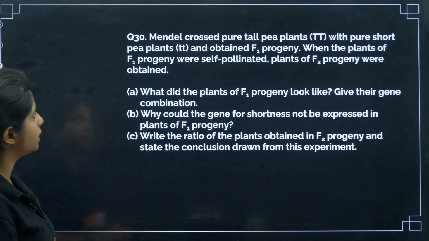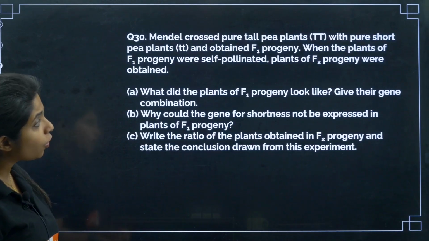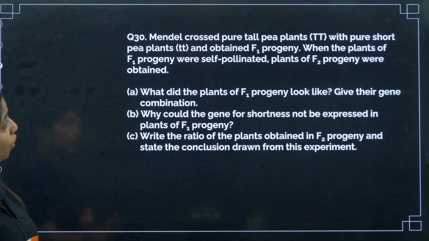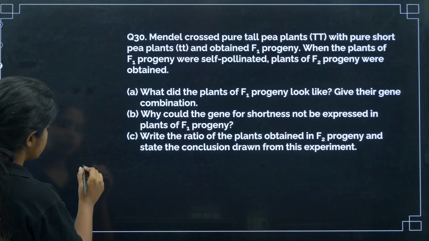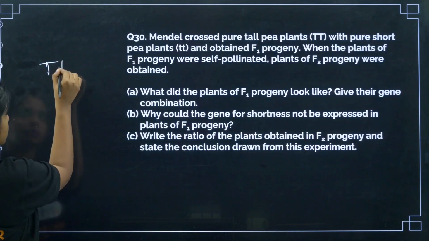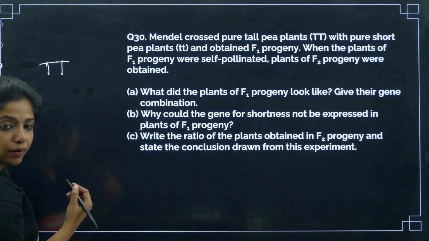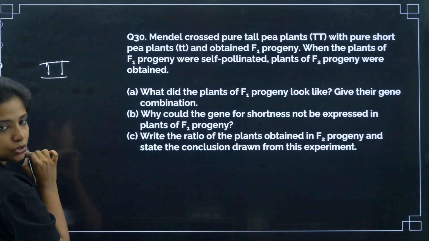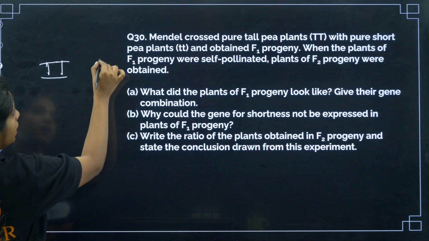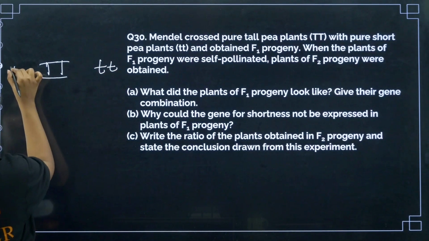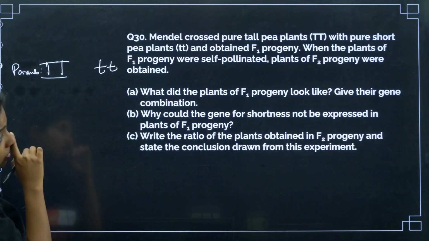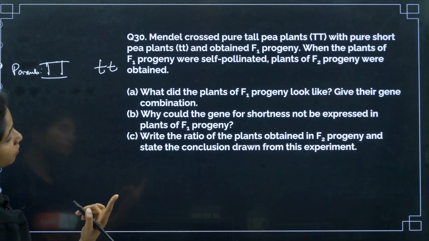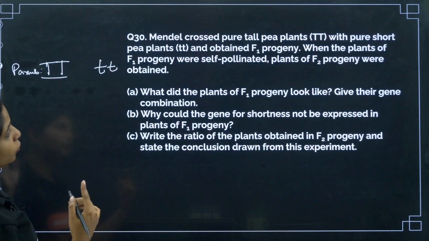Question number 30. Mendel crossed pure tall pea plants with pure short pea plants. He crossed pure tall pea plants, that is capital T capital T. Pure you call when there is a homozygous condition, when both the alleles are the same. And pure dwarf. These are the parents, so you have to write parents. Now, he got the F1 progeny. When the plants of F1 progeny were self-pollinated, plants of F2 progeny were obtained.